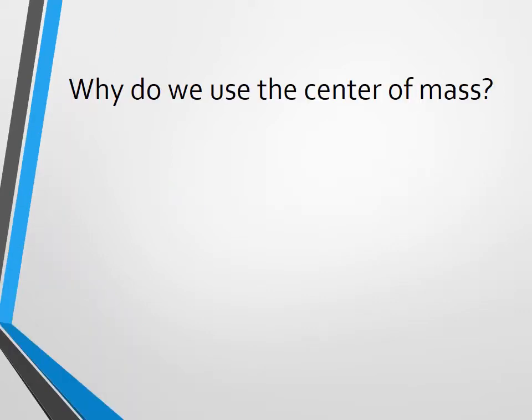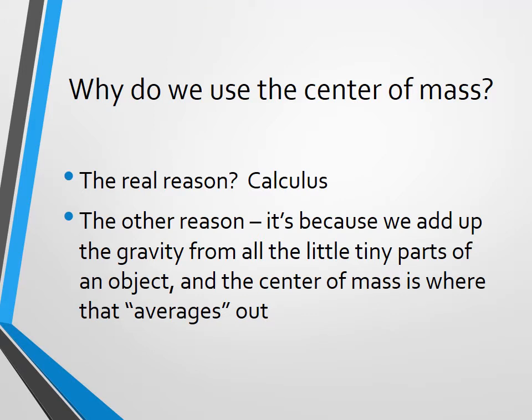So we haven't talked about why we use the center of mass when we calculate force due to gravity. The real reason? Well, calculus. In other terms, it's because we're adding up the force due to gravity from all the tiny little parts of an object, and the center of mass is where that all averages out. So if I concentrated all the mass that's in that object and put it all at that single point at the center of mass, the force would actually be the same.